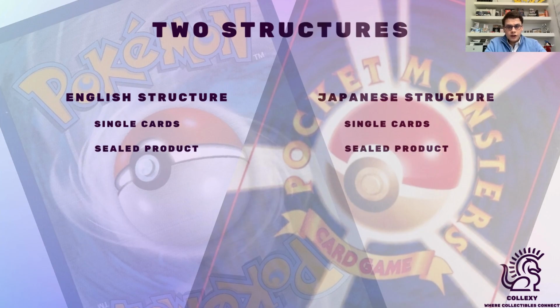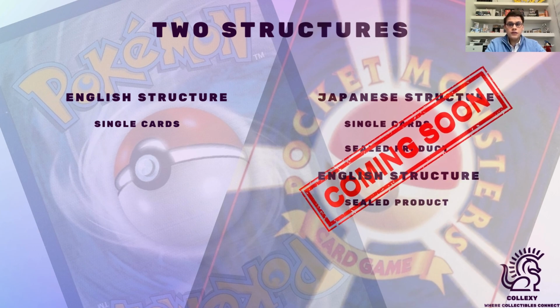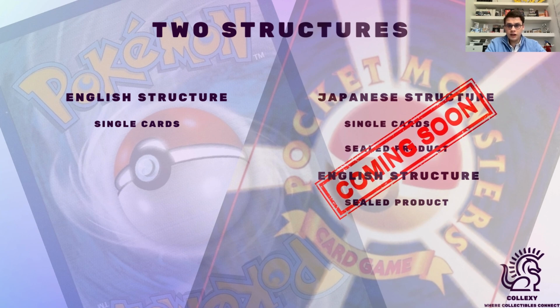So, the Pokemon trading card game has two structures. We have the English structure on the one hand and the Japanese structure on the other hand. Each structure has single cards and sealed product. The goal of this video is to focus on the English structure and specifically the singles. So we want to give a detailed overview of all different cards and the different variations of the base set. Therefore, it is not our goal to discuss the sealed products of the English trading card game and not discuss the Japanese structure.